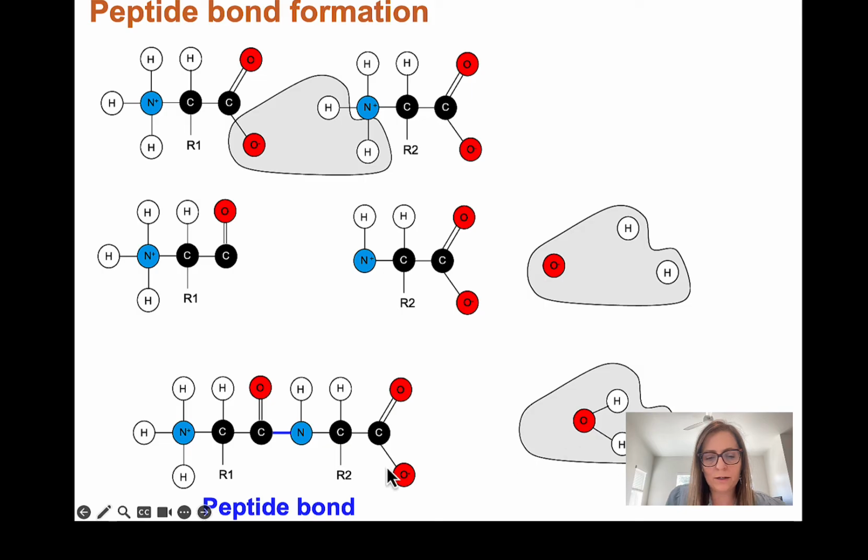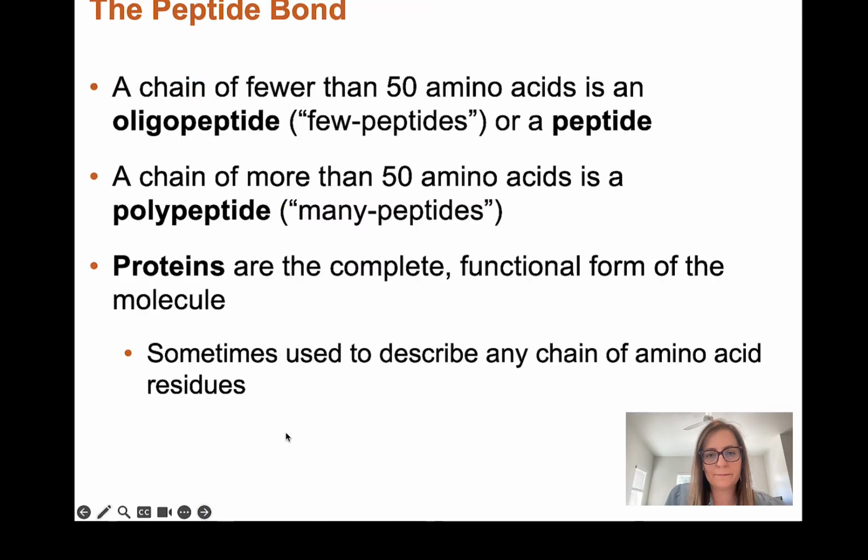The other thing I want to point out here is that because we've lost this oxygen, and it went away to form water, this has turned from a carboxyl group that was bound to the OH to a carbonyl group. Okay, so when you're looking for peptide bonds, you can kind of look out for these carbonyl groups because they usually occur right after that.